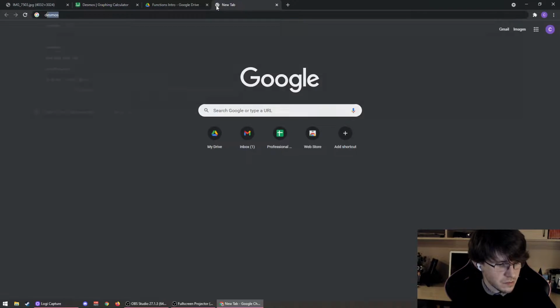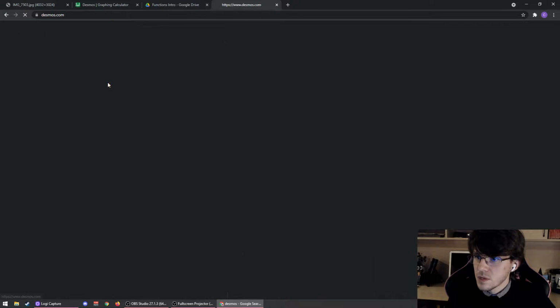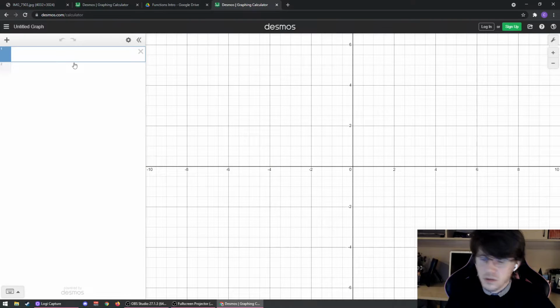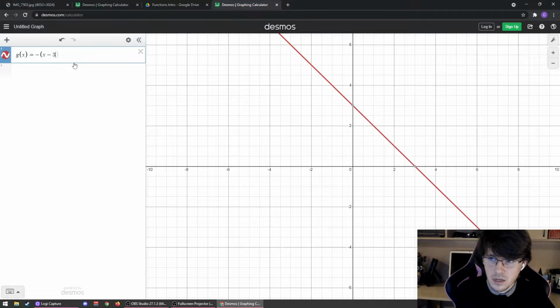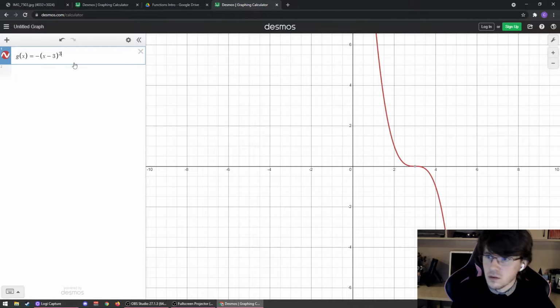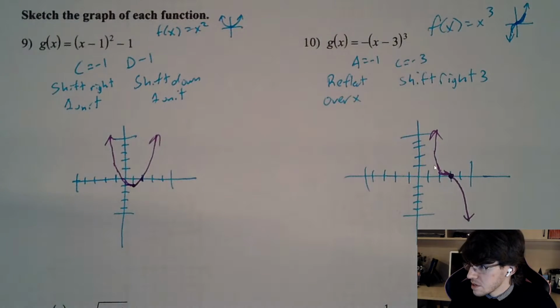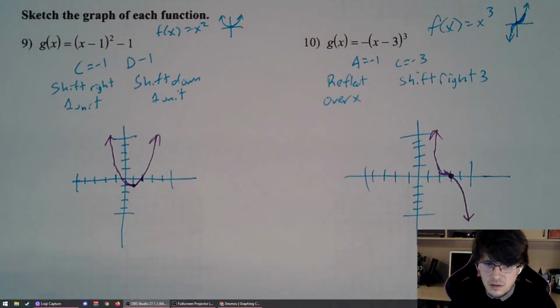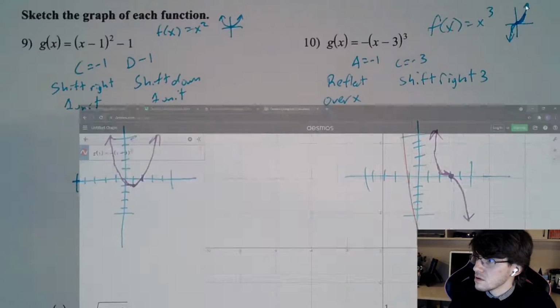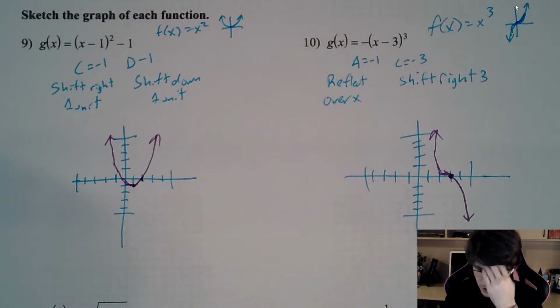So let's do it, blank Desmos. We just type in g of x equals -x minus 3 to the 3rd power, and we see exactly what it looks like. So you see what I mean? It's a little bit more flat right there and then curvy afterwards. So mine's not too bad, it's kind of close, but that's kind of what we're looking for.